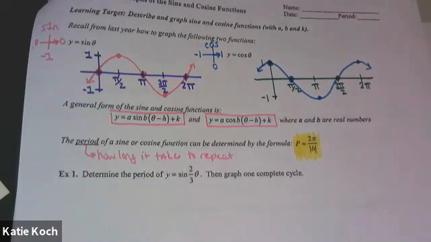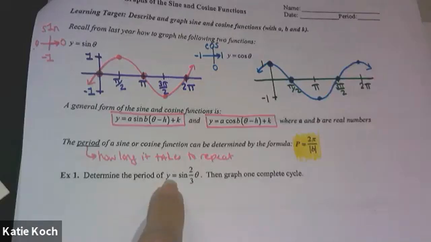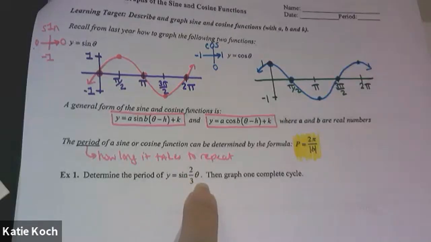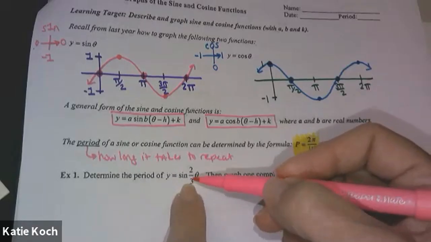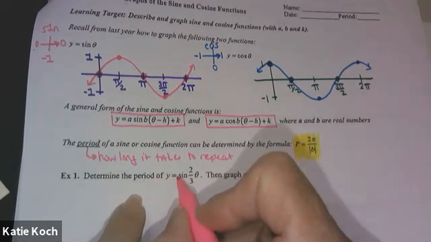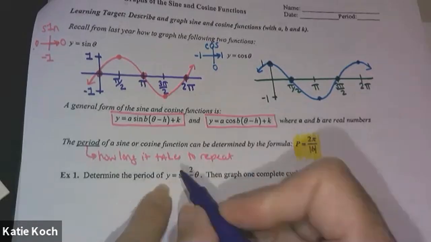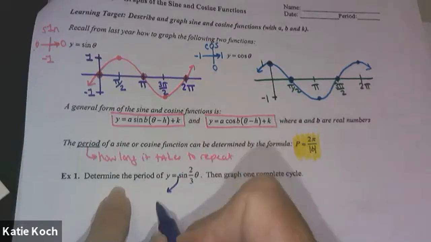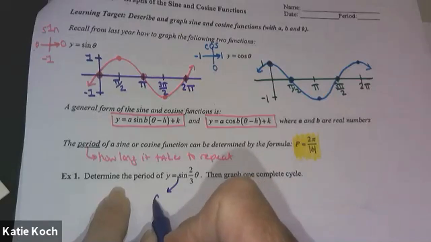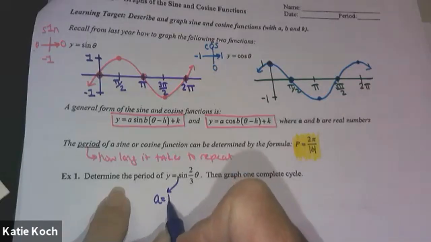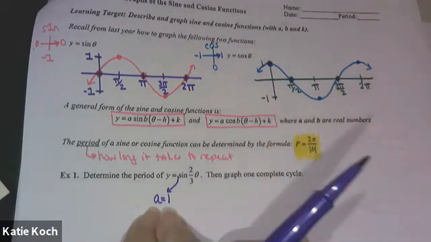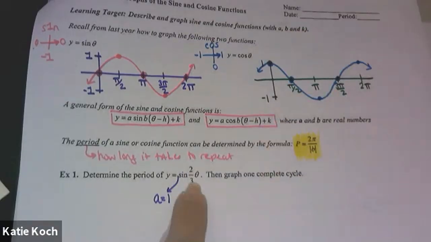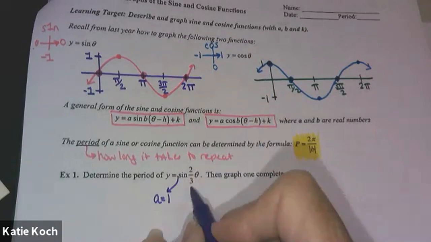So let me show you that. It says determine the period of y equals sine of 2/3 theta. So the number before the theta is always the B value. Now the number in the front, I'm always going to look for a number in the front. The number in the front is just an A value, and we'll talk about what that does. That's your height, your amplitude. So A is 1, meaning from my center line, I'm going to go up 1 and down 1. So I haven't changed anything there, but it's this number here that changes everything.